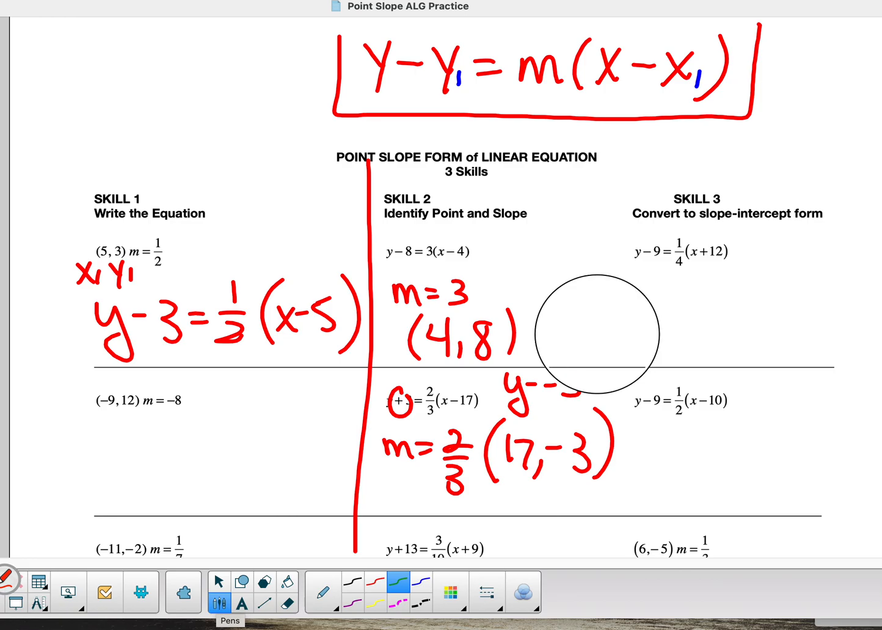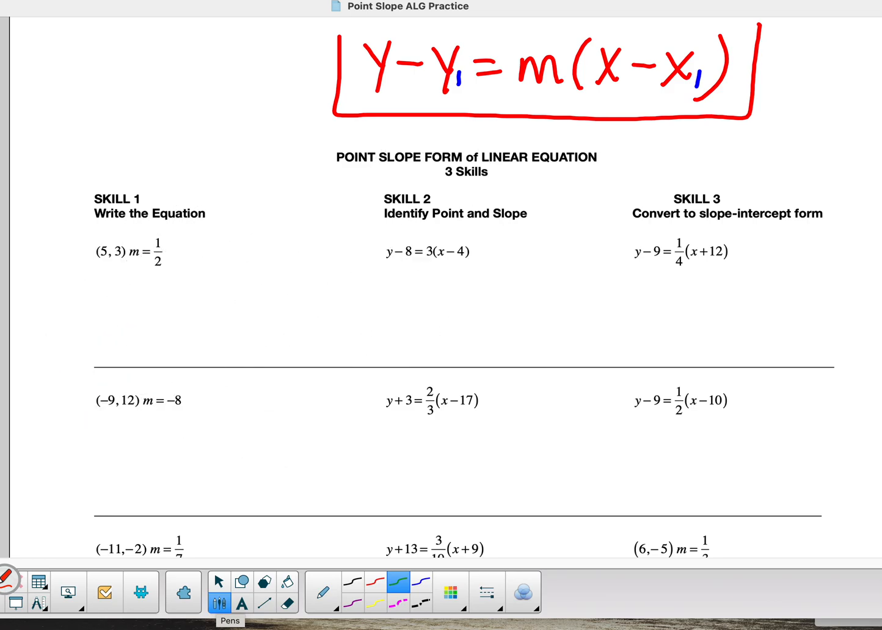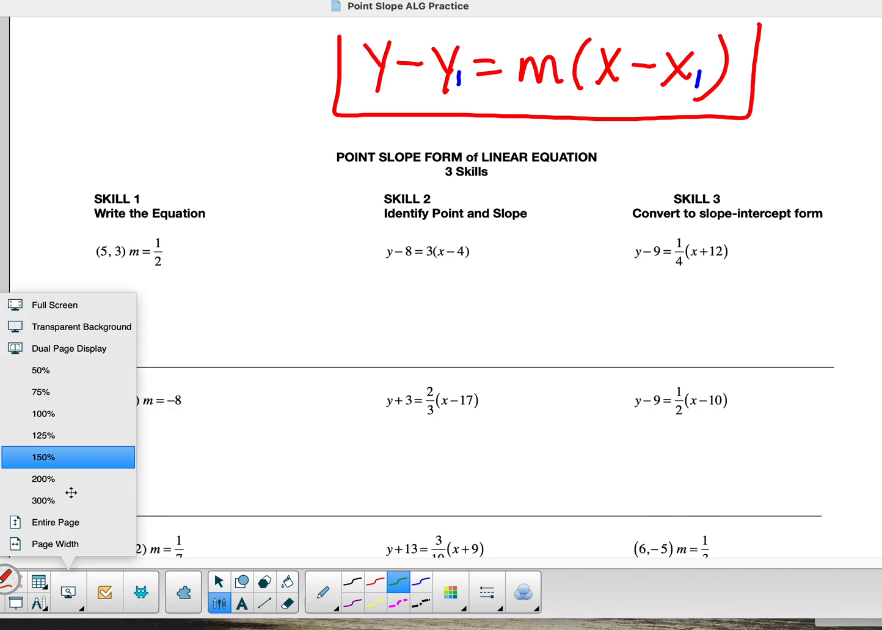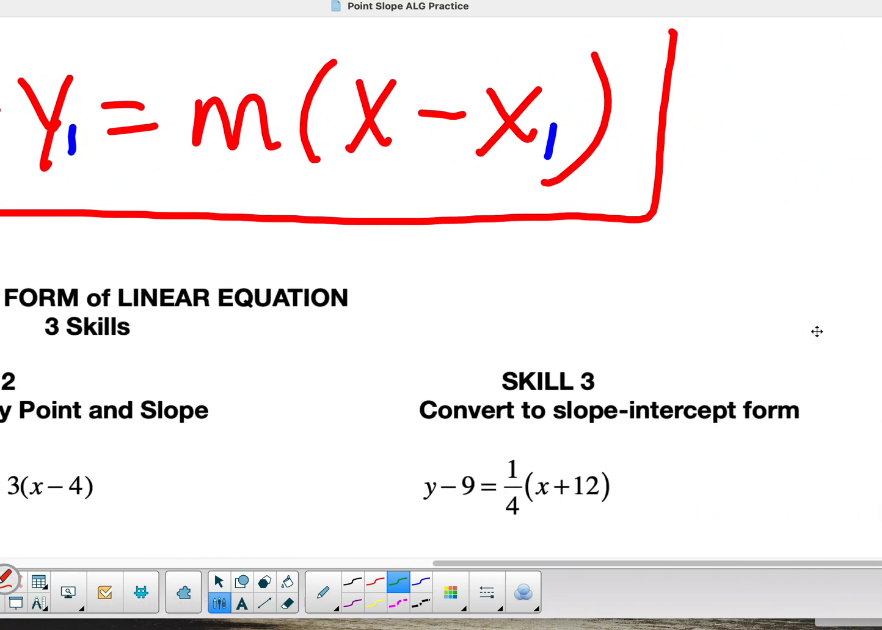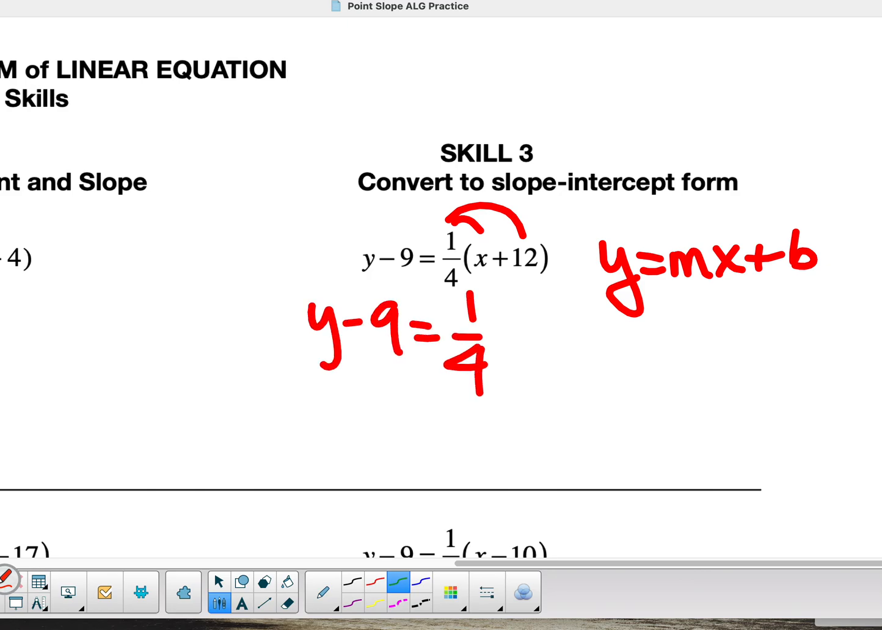The focus of this video, however, is the skill of taking point slope and transforming it into slope intercept form. So here, I'm going to take this and I'm going to transform it into slope intercept form. So this is already set up for me. My first step, I'm going to distribute 1/4. 12 times 1/4 is 3. And then in the next step, I'm going to isolate y by adding 9 to both sides.